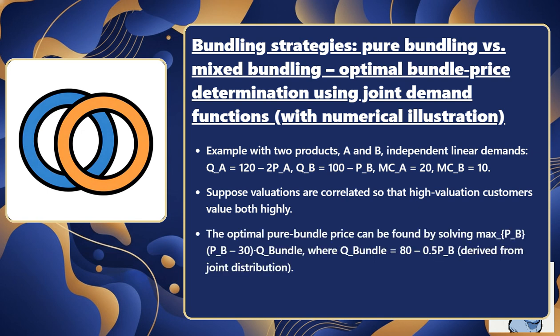The optimal pure bundle price can be found by solving max over P_B of (P_B minus 30) times Q_bundle, where Q_bundle equals 80 minus 0.5 P_B, derived from joint distribution. Solving gives P_B star equals 70, Q_bundle star equals 45, profit equals (70 minus 30) times 45 equals 1,800.